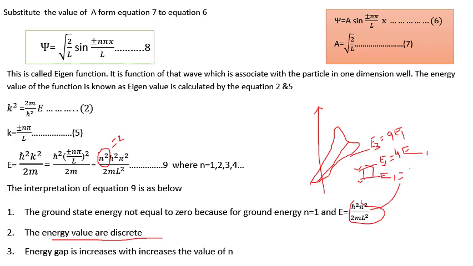The first energy level has value E1, but what is the gap? When we subtract E1 from 4 times E1, we get a gap of 3 E1. And when we subtract E2 from E3, what do we get? We get a gap of 5 E1. So as we see, when we move towards the upper energy levels, the gap between two energy levels increases. And this is our third point.